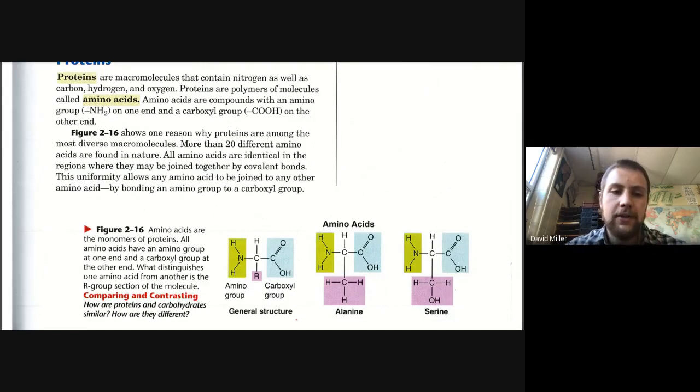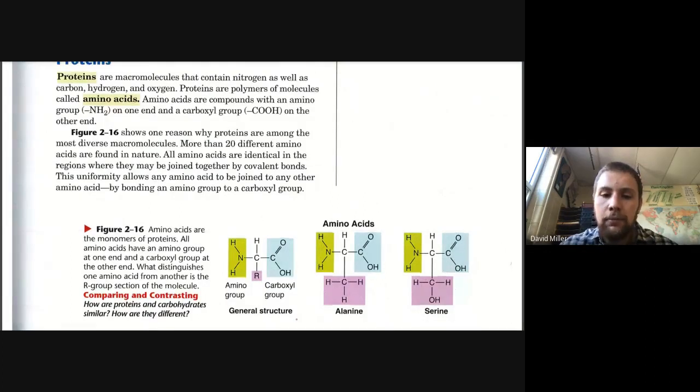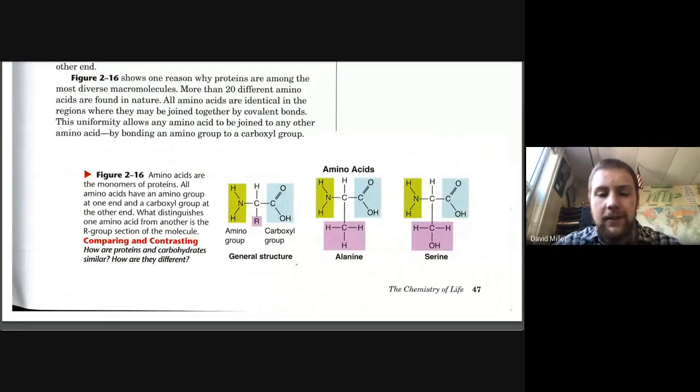Figure 2.16 shows one reason why proteins are among the most diverse macromolecules. More than 20 different amino acids are found in nature. All amino acids are identical in the regions where they may be joined together by covalent bonds. This uniformity allows any amino acid to be joined to any other amino acid by bonding an amino group to a carboxyl group. Figure 2.16.